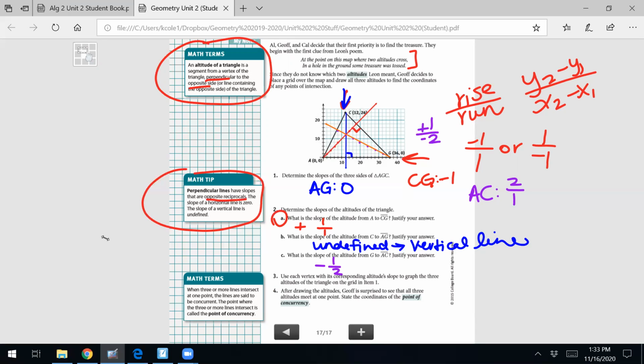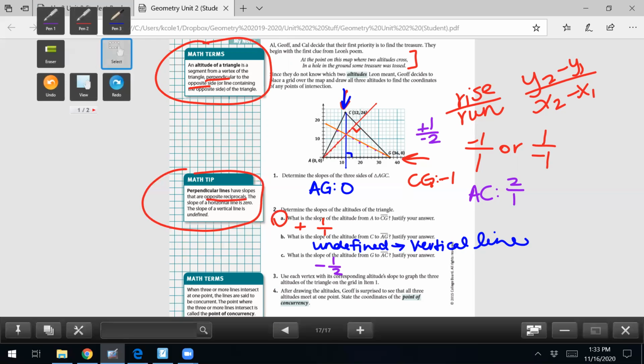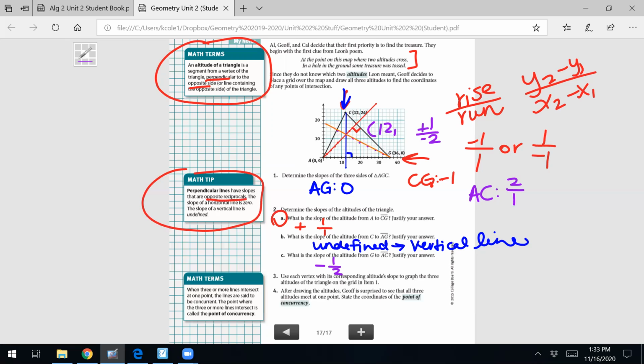Now, you'll notice that all 3 altitudes meet in one place. Where is that one place? That's right. They meet right here at 12. We're counting by 2s, 10, 12, 14, 16, 18, 20. So that is at 12, 12. Okay. It is called the point of concurrency, and you can see that on number 4.